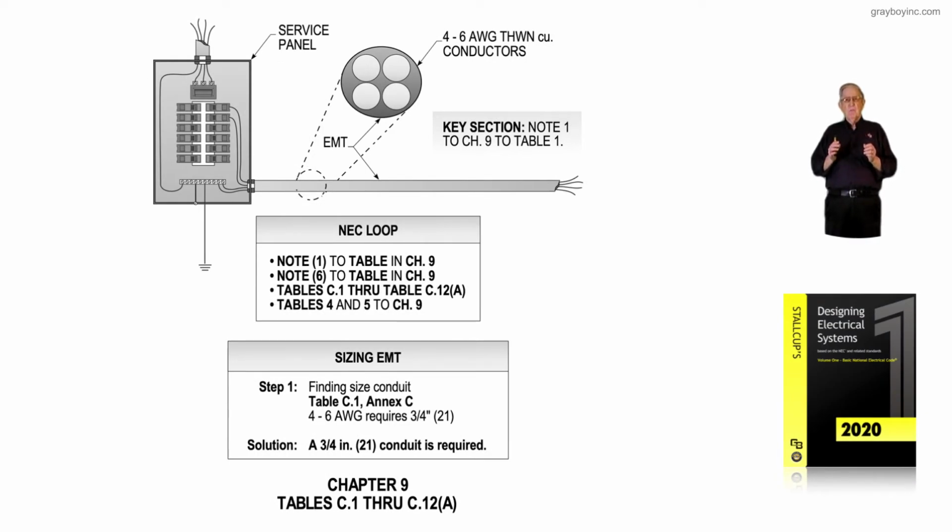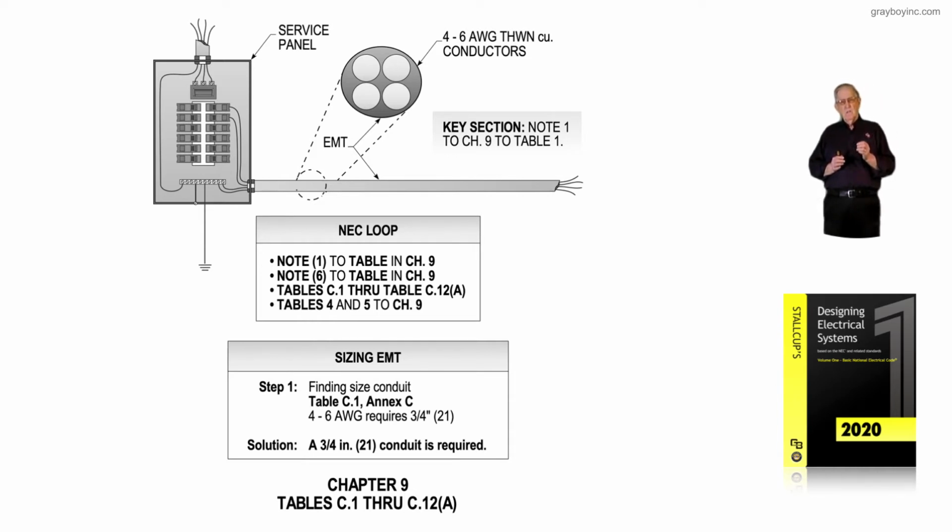Now we're reviewing Chapter 9, which deals with tables that provide values we would use to size conduits, tubing, flexible type wiring methods, cable trays, and so forth. Notice we're highlighting the tables 7.1 through 7.12a, or in the 2020 edition, tables C.1 through C.20. But we're highlighting the first table listed, Table C.1 in Annex C.